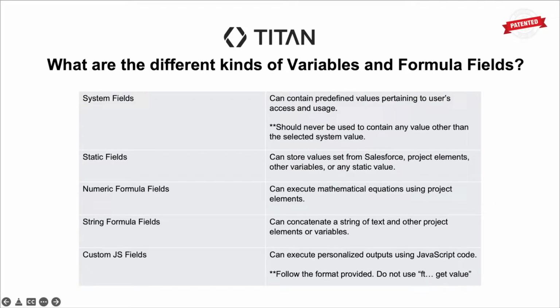So here is a little chart that I created for us so that we can go over what are the different types of variables and formula fields and when would we be using each of them. So there are 5 different types of variables and formula fields. The first is the system fields, and let's just go over this together.